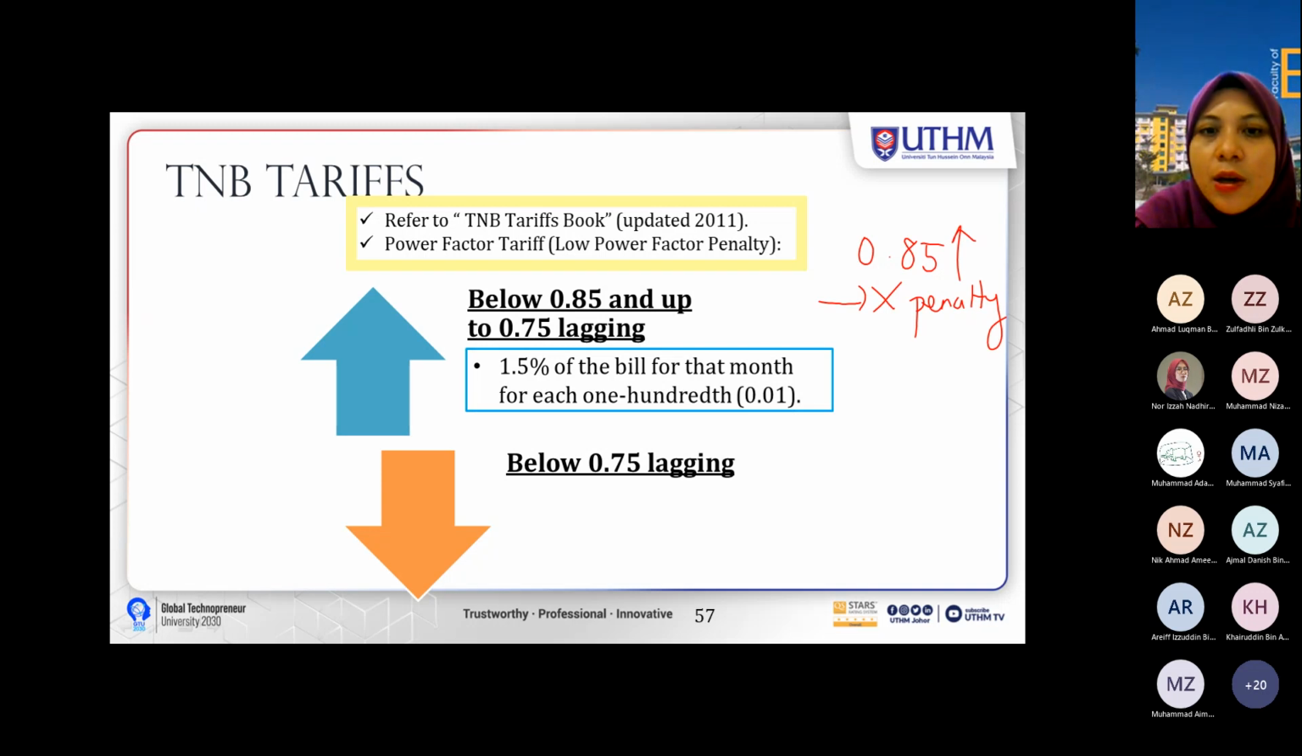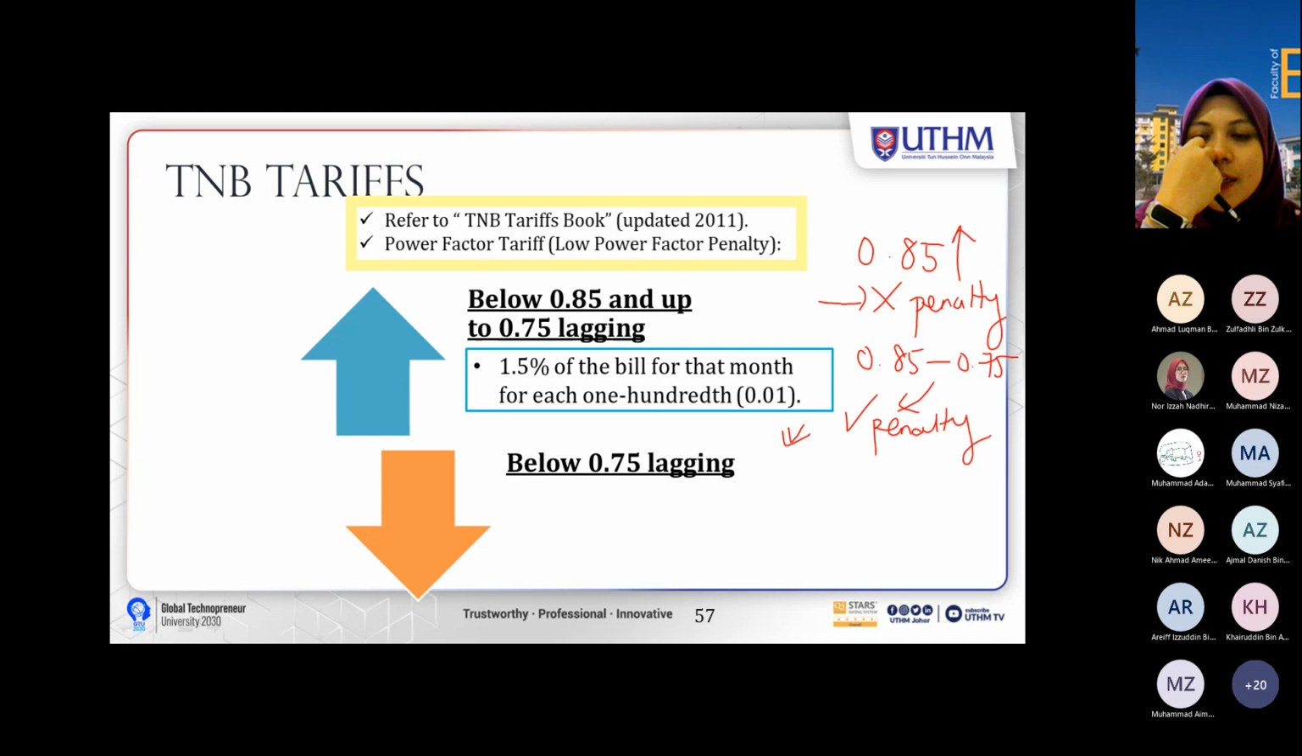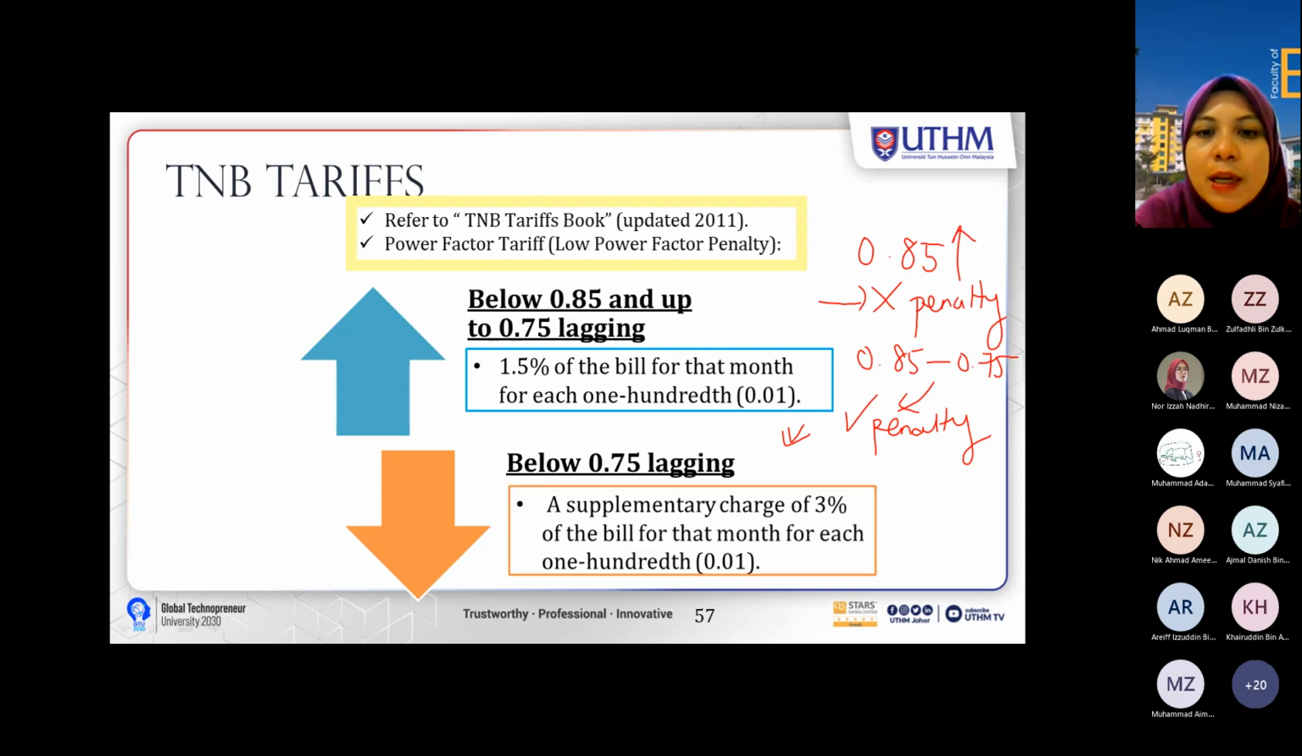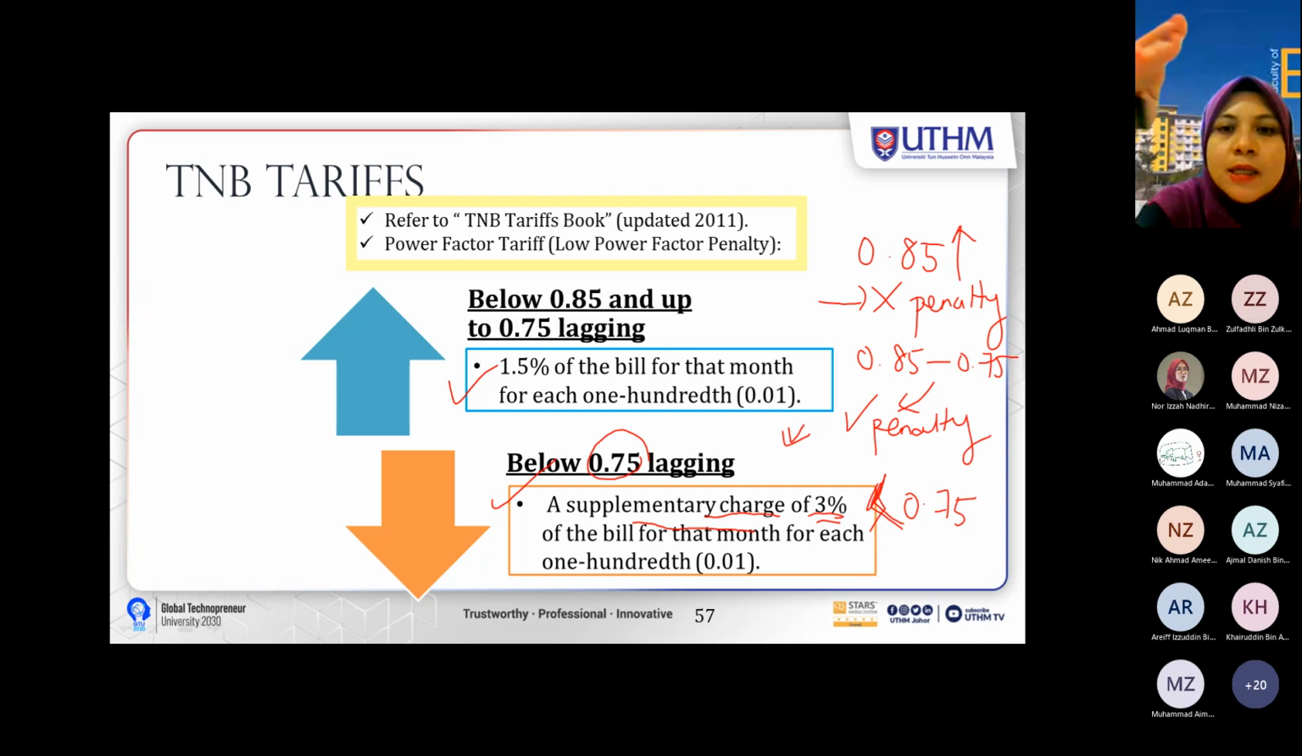Okay. But if it is below, meaning between 0.5 and 0.75, then the charge starts. There is a penalty, and the penalty is 1.5% of the bill for that month for each 0.01. I'll show you later. If I explain like this it's not very understandable. Later I will explain how the calculation works. If it is below 0.75, lower still, there is a supplementary charge. This one is already charged 1.5%, and then there is a further supplementary charge of 3% if it is less than 0.5. So it is a double charge if your power factor is lower than 0.5. Okay.